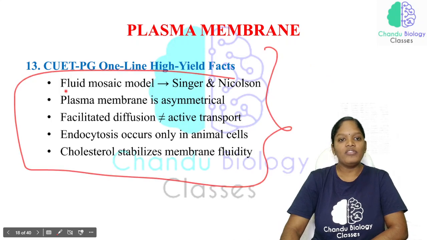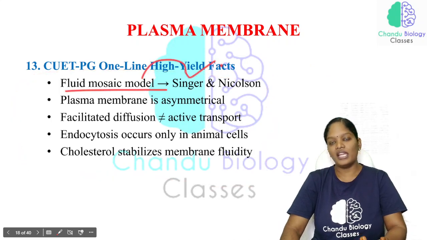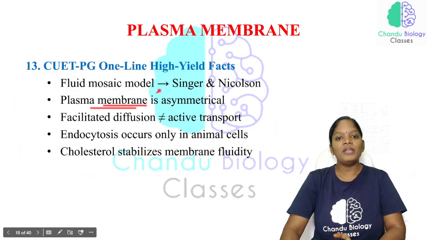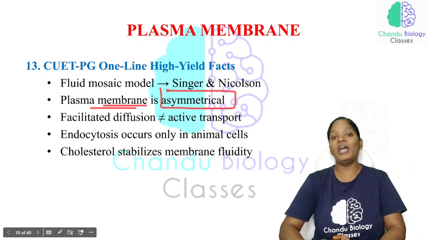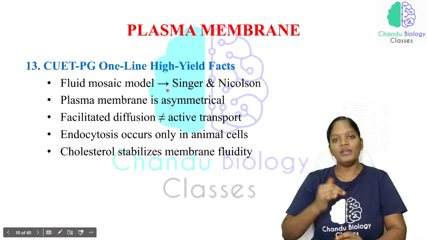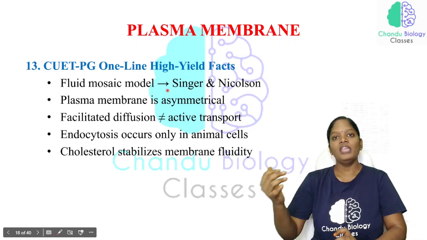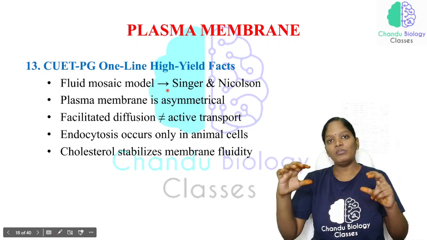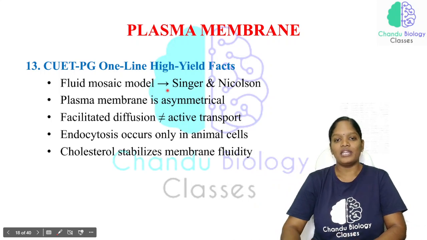The fluid mosaic model was proposed by Singer and Nicolson, and the plasma membrane is asymmetrical. Why is it asymmetrical? We have studied that there is a higher concentration of lipid, followed by protein, followed by carbohydrate. It is not in equal proportion, so that is why it is asymmetrical.